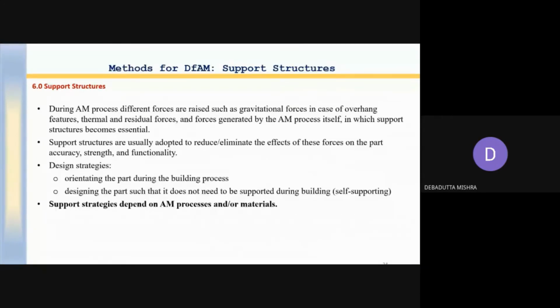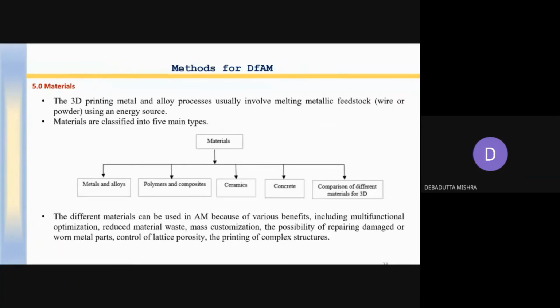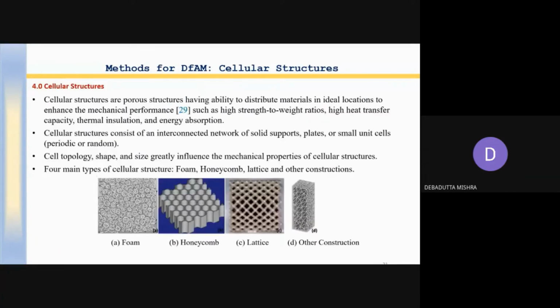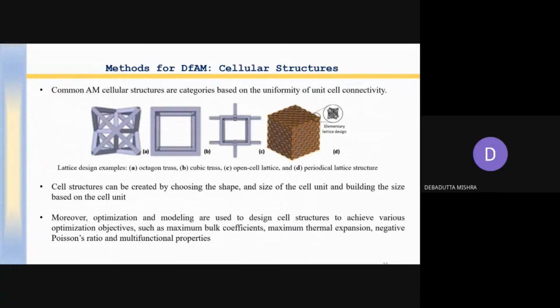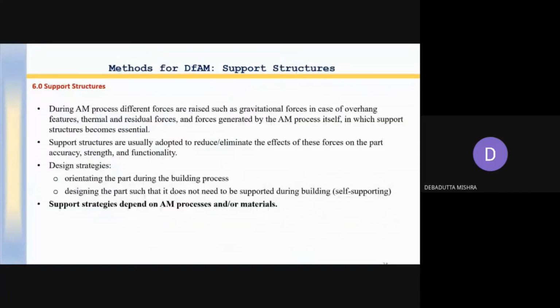Okay. Then one is the support structure. Now, when we discuss this one, this can be made common with the cellular structure. This can be utilized for topology optimization as well as for the support. And for the support structure, what will be the design strategy?